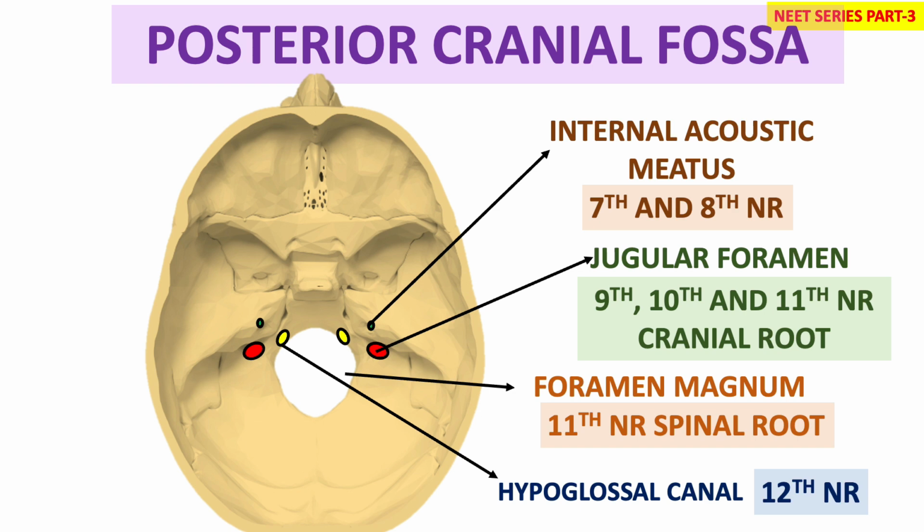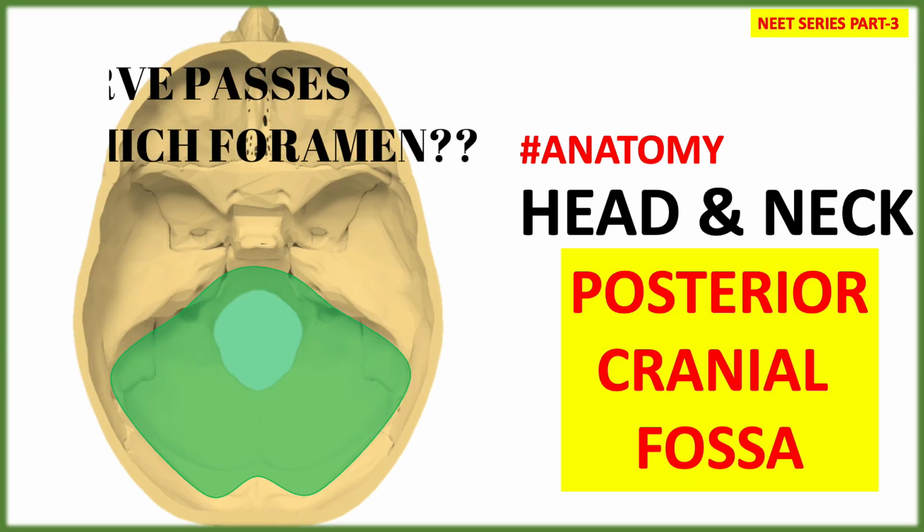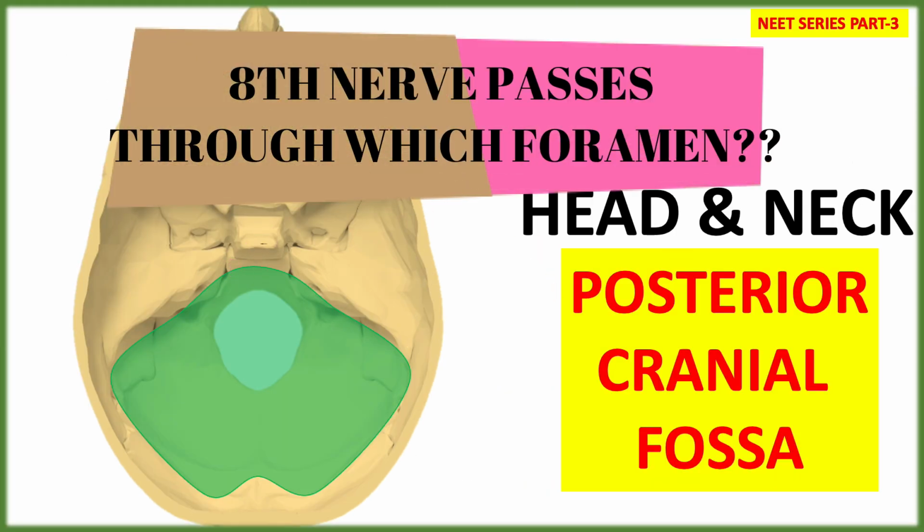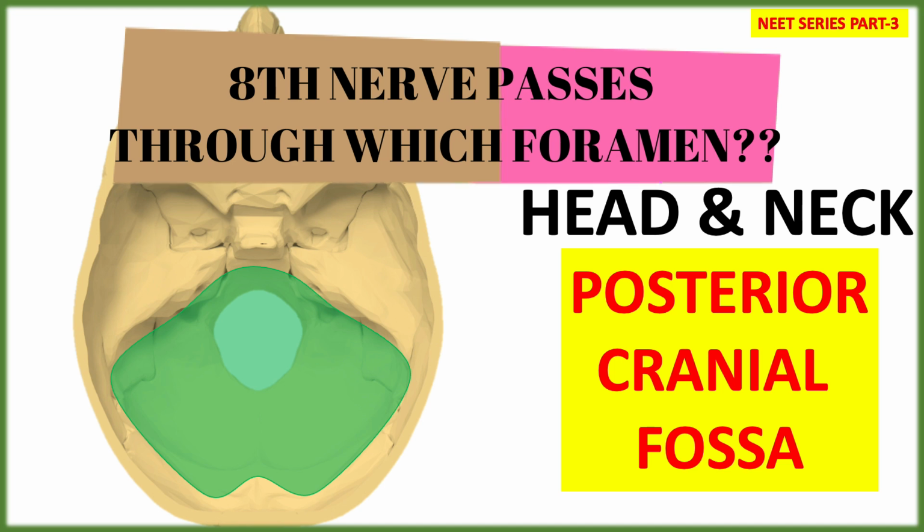In the NEET examination, they can ask from which foramen the 10th nerve passes. So your answer is: from the jugular foramen the 10th nerve passes. And if you want to give a more precise answer, then from the middle part of the jugular foramen the 10th nerve passes.